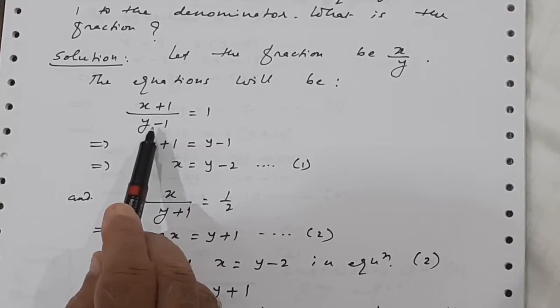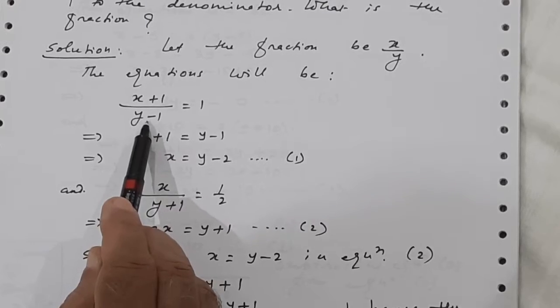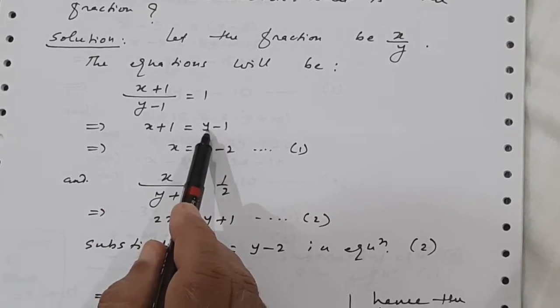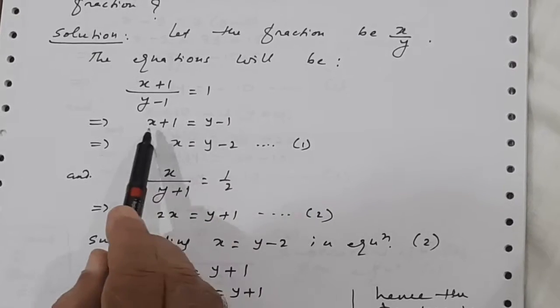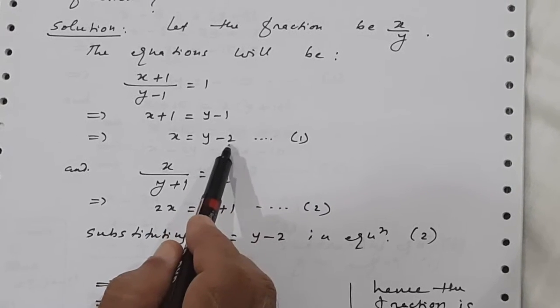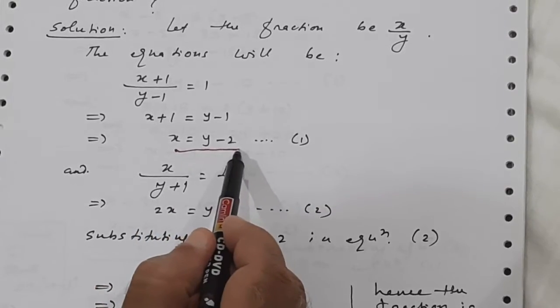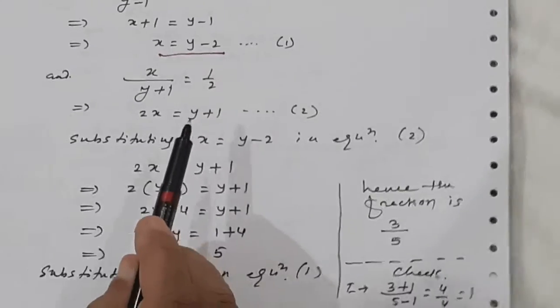Simplify, multiplying both the sides by y minus 1. So y minus 1 gets multiplied here, y minus 1. Now taking plus 1 to that side, this plus 1 becomes minus 1. Minus 1 and minus 1, minus 2. So what is the x value? x equals y minus 2. We are going to use substitution method.